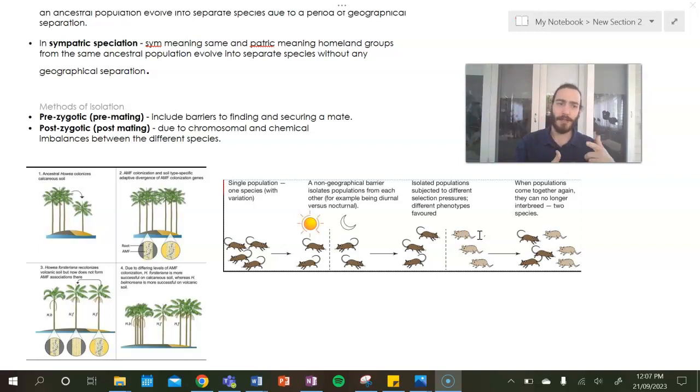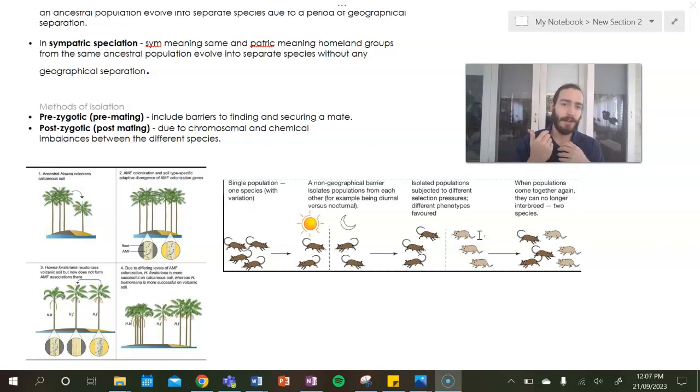Okay, different selection pressures, different environmental pressures, and over time more mutations arise, more differences in their genes and everything like that. But they become so different they can no longer interbreed when they come back into contact with each other. Okay, that is speciation. That is sympatric speciation.